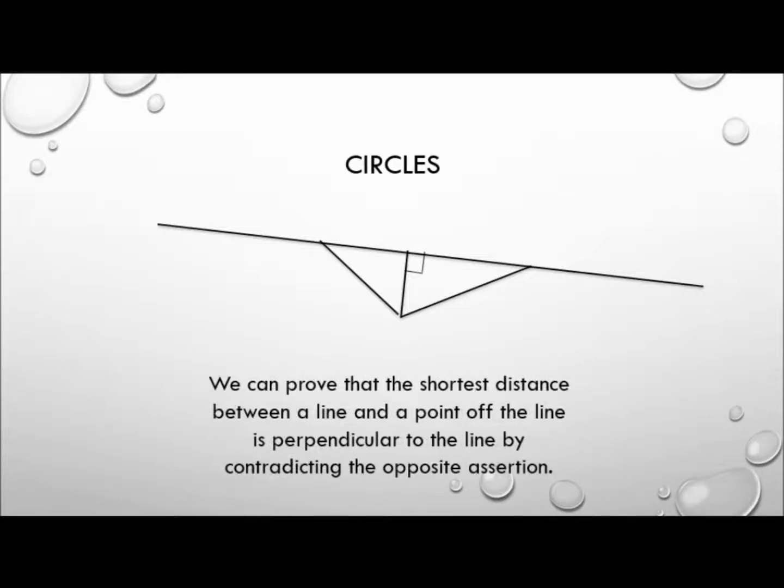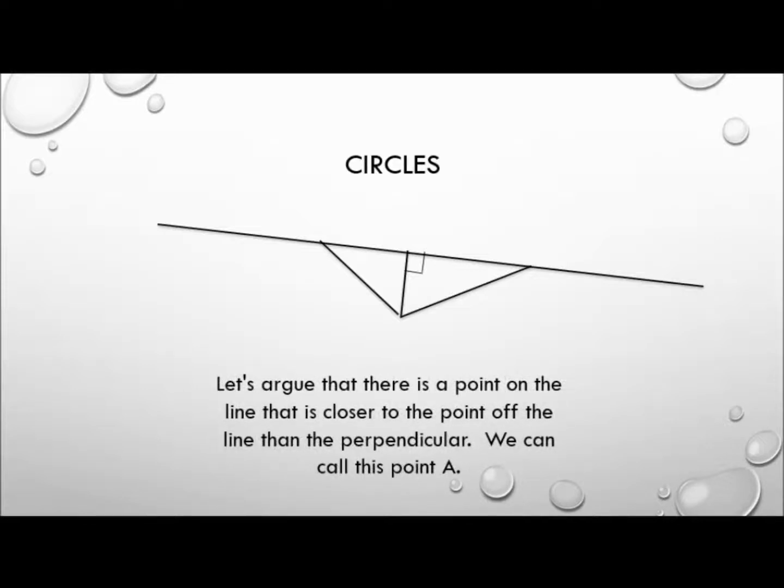We can prove that the shortest distance between a line and a point off the line is perpendicular to the line by contradicting the opposite assertion. This is known as a proof by contradiction, where you start with a false assertion and then prove it wrong. So let's argue that there is a point on the line that is closer to the point off the line than the perpendicular. We can call this point A.